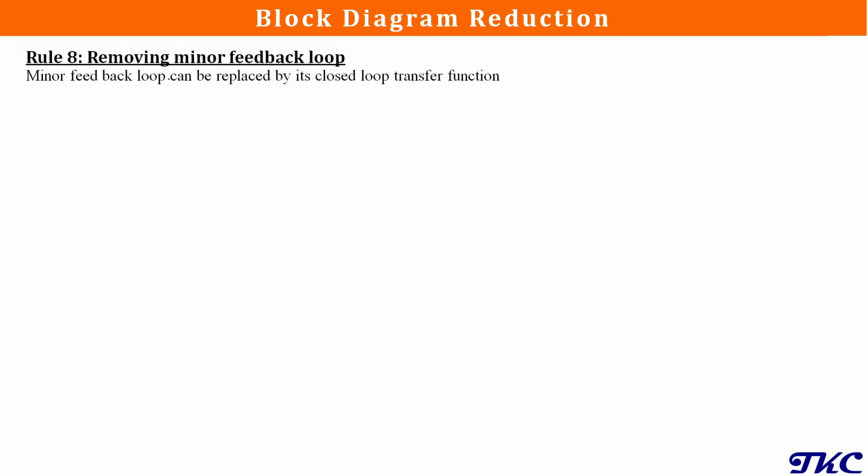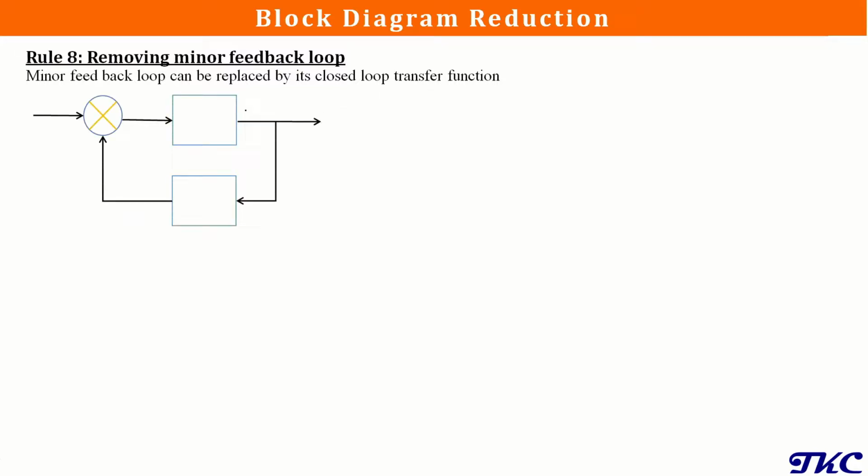Next tool is removing minor feedback loop. So whenever we are having a minor feedback loop, we can replace it by its closed loop transfer function. Now let's see how a minor feedback loop looks like. It will be having a block transfer function, say it is G of S, and it will be having a feedback signal with its own transfer function as H of S. It will be having input R of S and output as C of S.